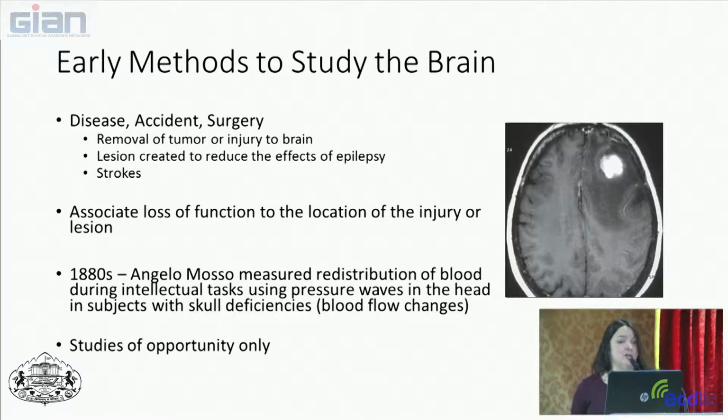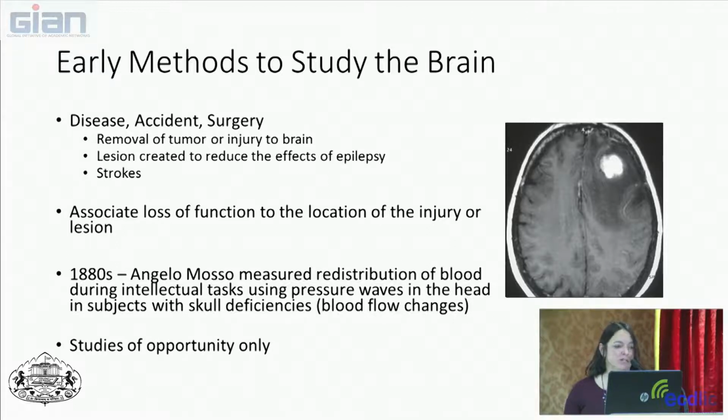Like the methods I talked about with Broca and Wernicke, another method to study the brain was to wait simply until someone had a disease or an accident, or some kind of surgery or brain problem, and then look at what their loss of function is and attribute this loss of function to the injury, the brain lesion, or the site where the tumor or stroke occurred.